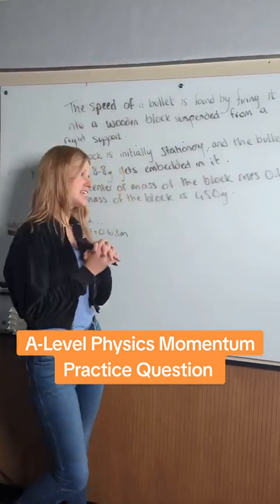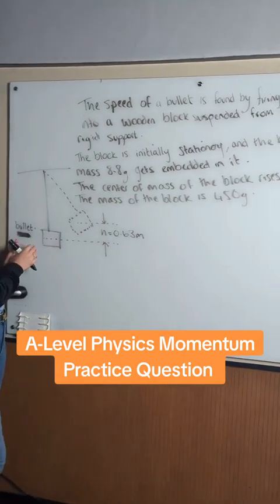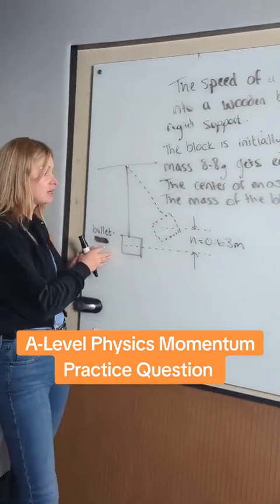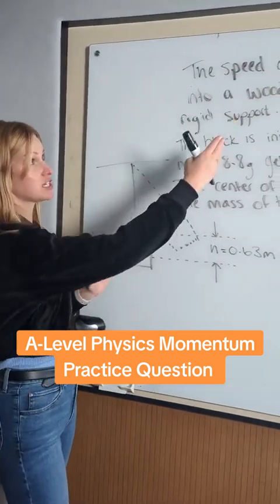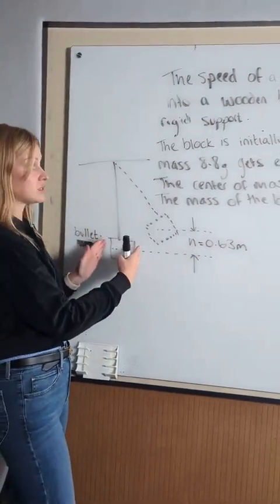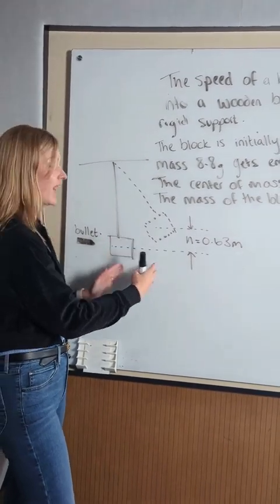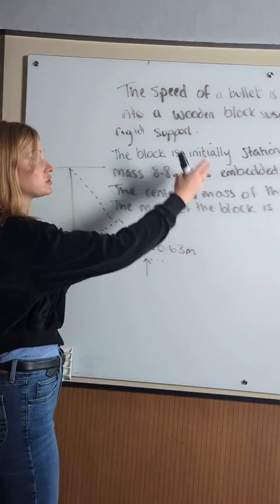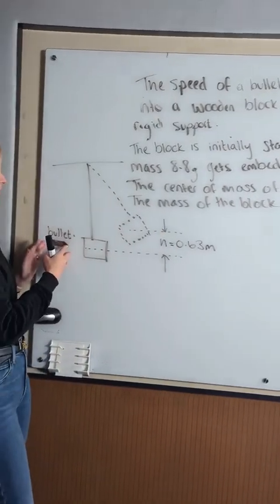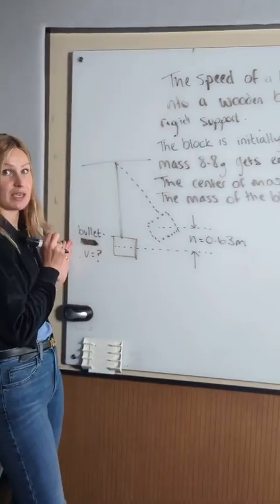So today what we're going to do is see how we can find out the speed of this bullet initially, because what happens is it gets fired into a wooden block, and the center of mass of the wooden block rises by a height we know. So can we use that information to find out what the speed of that bullet was initially?